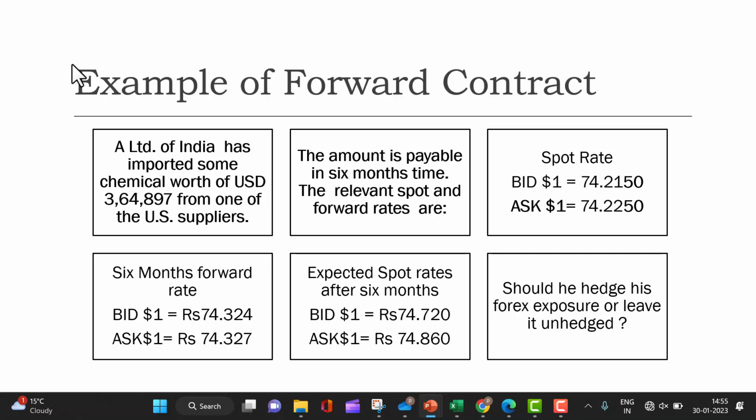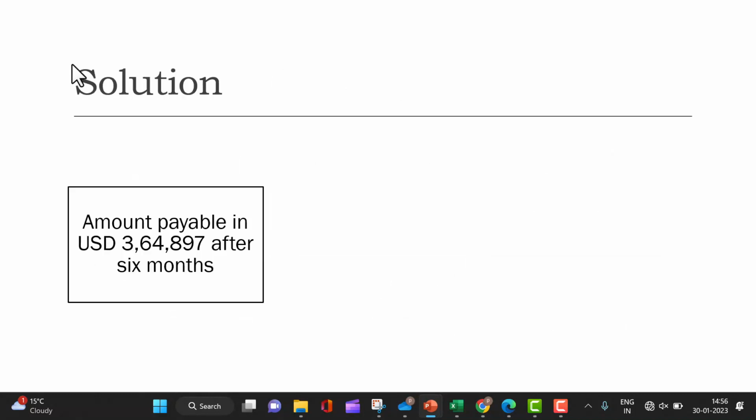Forward cover. Why? Because the expected rate is going to be 74.8, the dollar is going to become more expensive after 6 months as per the estimate. But the 6 month forward rate that the bank is quoting you is cheaper than that. Let's understand this.